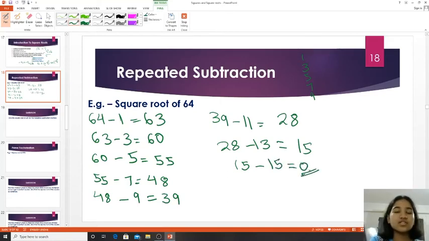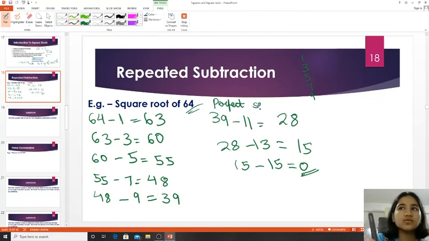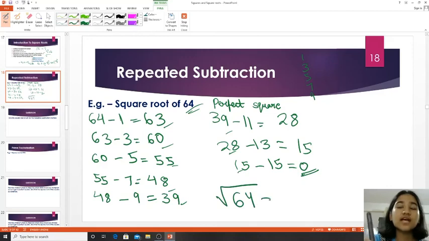So we have achieved 0 at the end. That means that 64 is a perfect square. So what's the square root? I had already told you that it's a method of finding square root. So what is the square root of 64? How many steps? 1, 2, 3, 4, 5, 6, 7, 8. That's why the square root of 64 is considered to be 8. The number of steps is its square root.